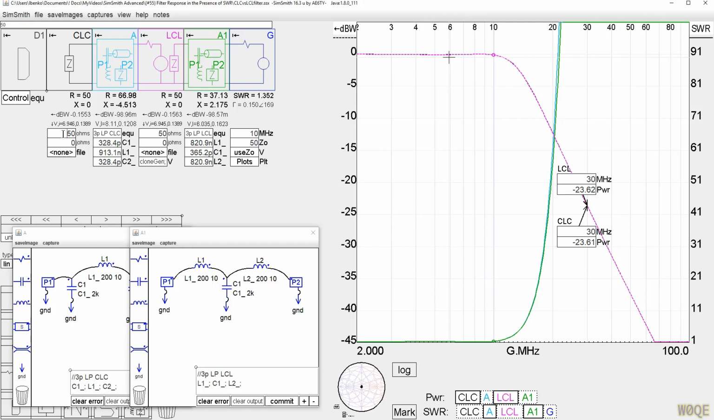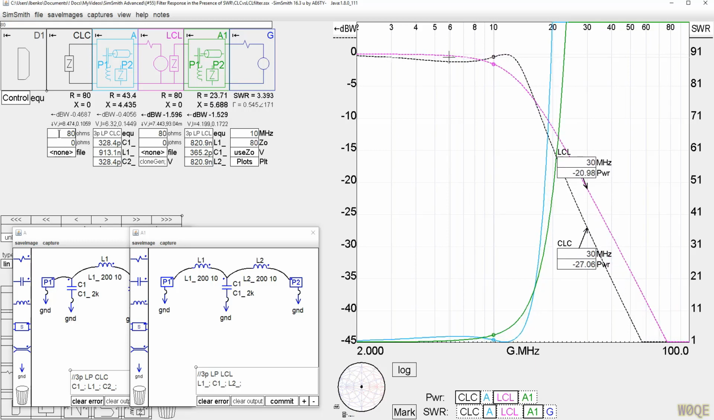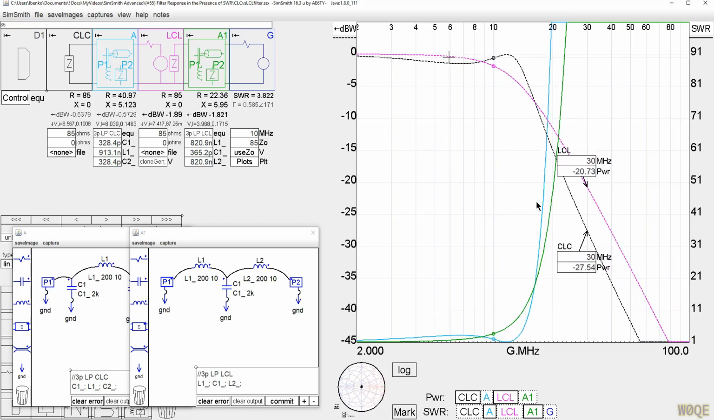But watch what happens to the SWR as we change the impedance. As we go up here, we see the SWR rising on the blue curve. The blue curve is the capacitor input filter, and it's the one with the better response. And that just goes to show that these types of filters get their attenuation solely from mismatch loss. They have no components within the filter that are capable of consuming anything but negligible power.